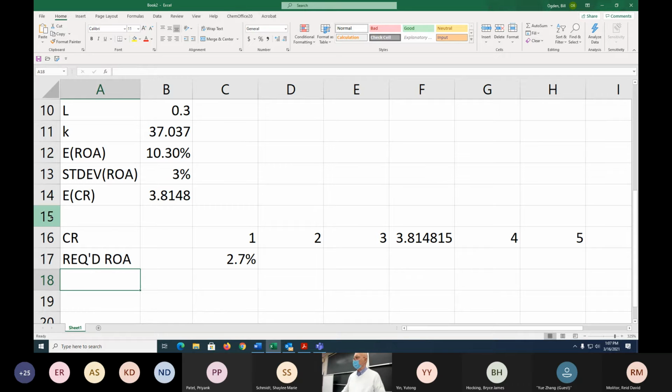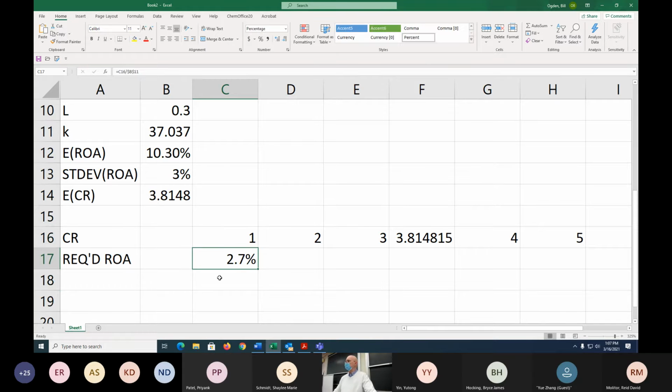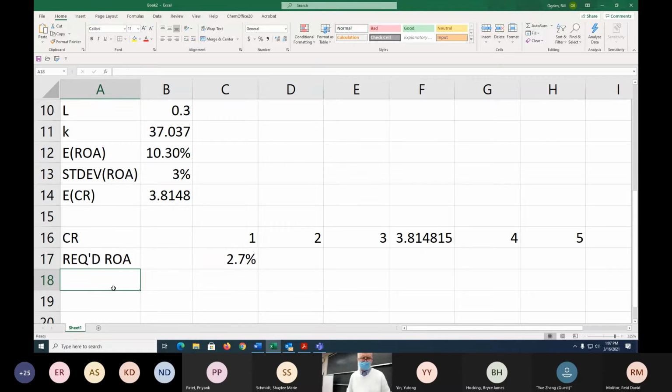All right, and then let's work with the probability of ROA being less than 2.7%. So what's the probability that this company will not cover one time? That's equivalent to the probability that this company's ROA will be less than 2.7%, right? It's saying the same thing. Okay. So let's set it up with a z-score.